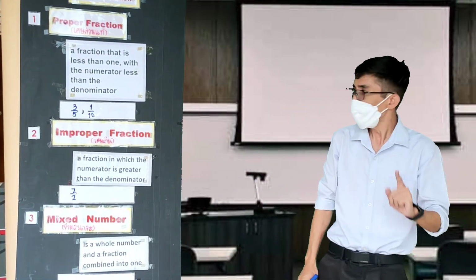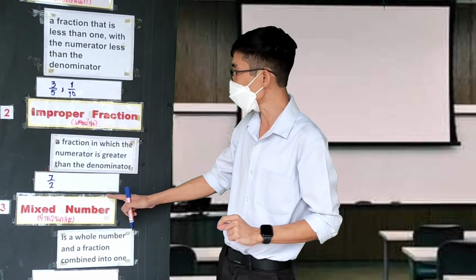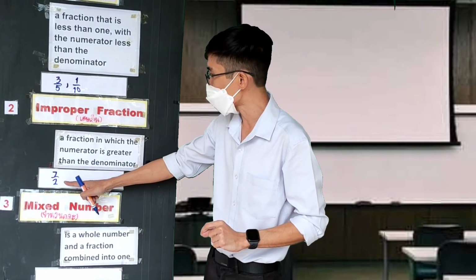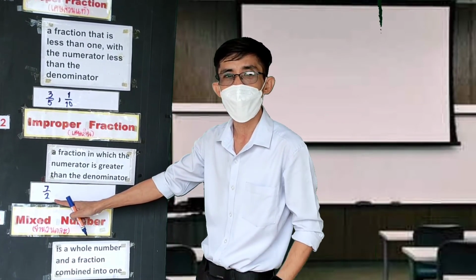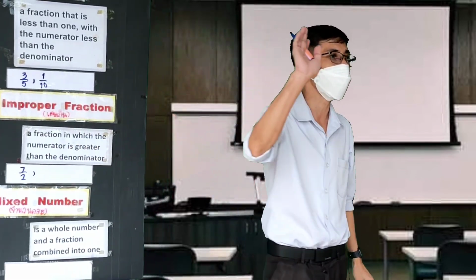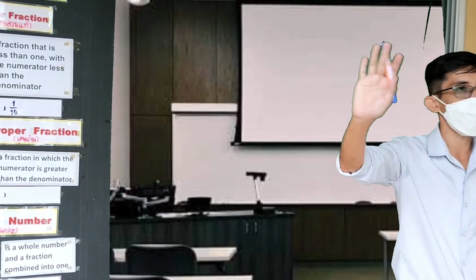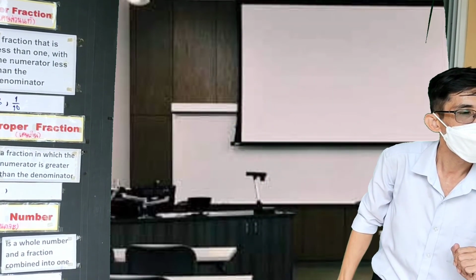Yes, very good. This is an example of an improper fraction. If you can see, the numerator is greater than the denominator. So this is correct. Okay, who can give me another example? Okay, anyone? Okay, Jacel, what is your answer?